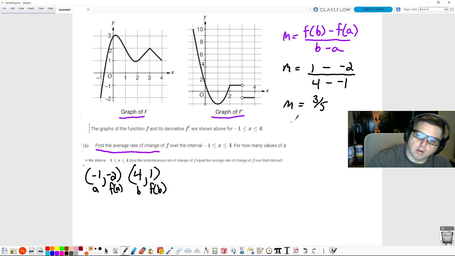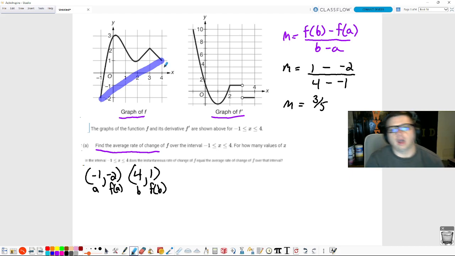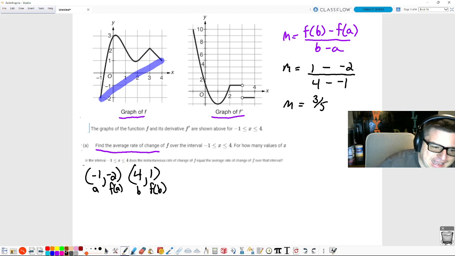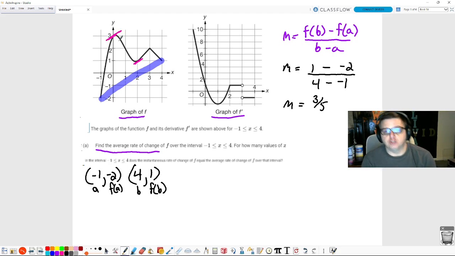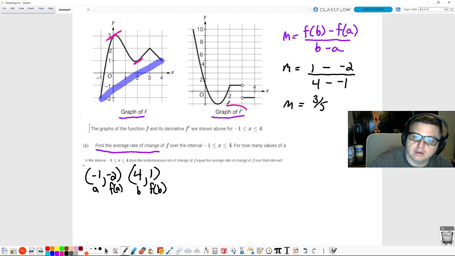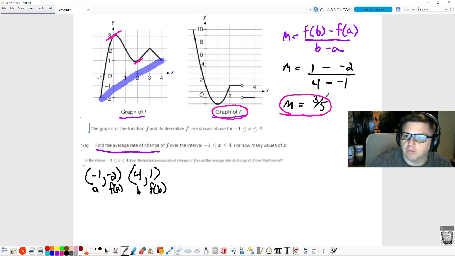So what we are looking for is this slope on our instantaneous curve. Now, if we look, we could maybe guess that maybe it's here, maybe it's here. I don't know. But what I do know is I have a derivative graph. How does that help us? Well, what value are we looking for that slope to equal? 3 over 5. Well, where's 3 over 5? Isn't that between 0 and 1?